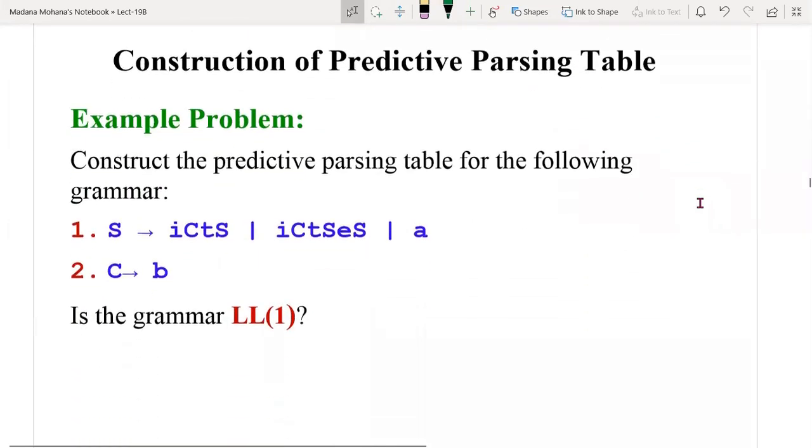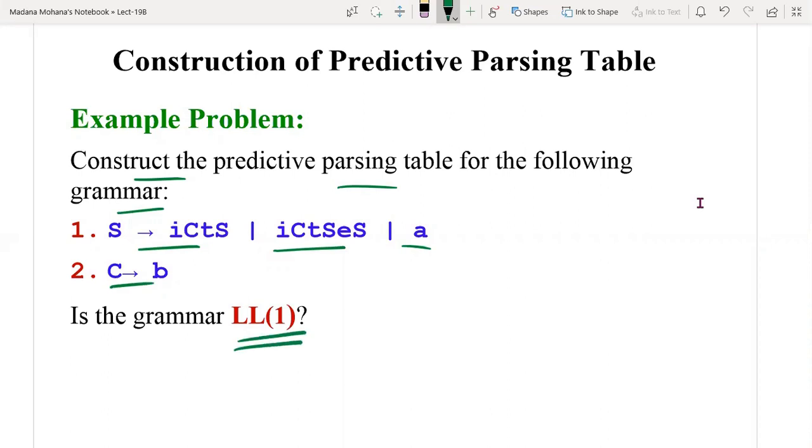Then one more problem. The same question we have given for the predictive parsing table, first and follow also. The question will be given like this. Construct the predictive parsing table for the following grammar: S derives iCtS or iCtSeS or a, C derives b. And the continuation of the question is, is the grammar LL1? So how to test this? Here you can see the steps you need to follow in this problem.